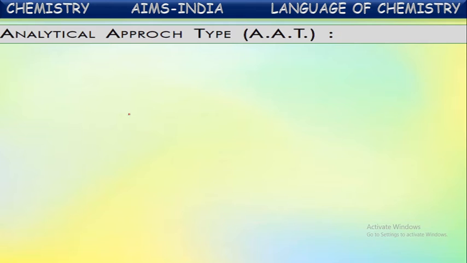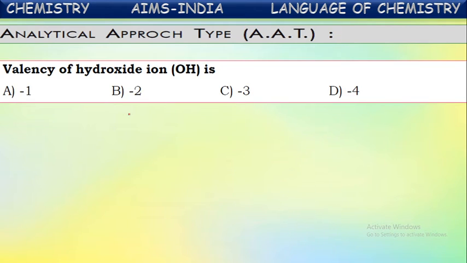analytical approach questions. First one, valency of hydroxide ion. Yes, hydroxide is one of the polyatomic ions. It is also called a radical. Its formula is actually OH minus ion. It is a monovalent negative ion. OH minus. So its valence is minus 1. The hydroxide ion formula is OH minus, so its valence is minus 1.